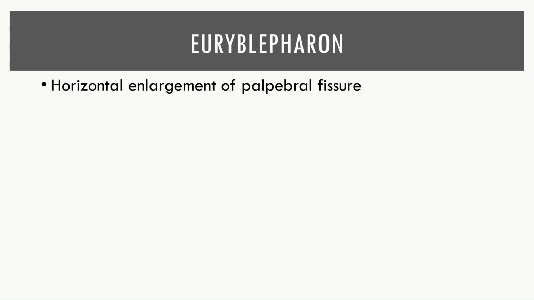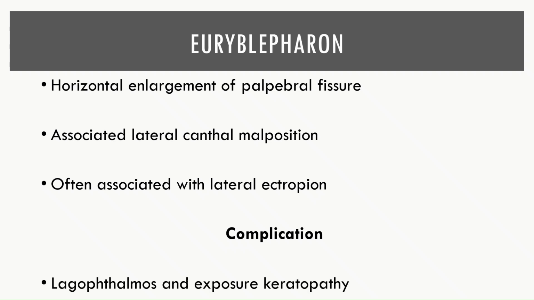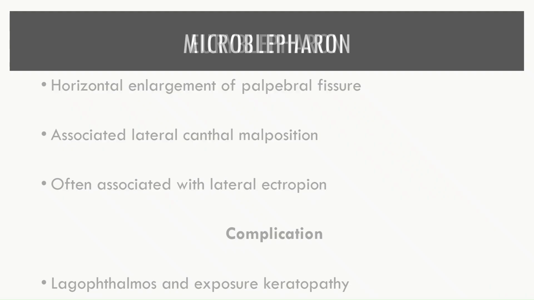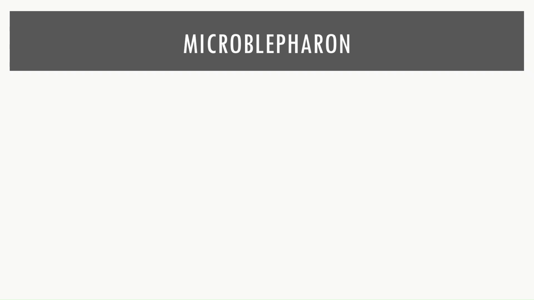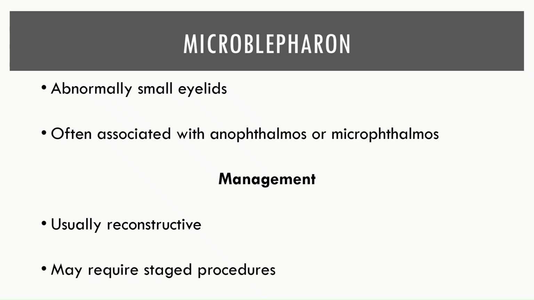Euryblepharon. It is a horizontal enlargement of the palpebral fissure and is associated with lateral canthal malposition, often associated with lateral ectropion. Euryblepharon leads to exposure problems due to poor lid apposition. Microblepharon. It is usually part of more complex orbital malformations. It is abnormally small eyelids, often associated with anophthalmos or microphthalmos. Management is usually reconstructive and may require staged procedures.